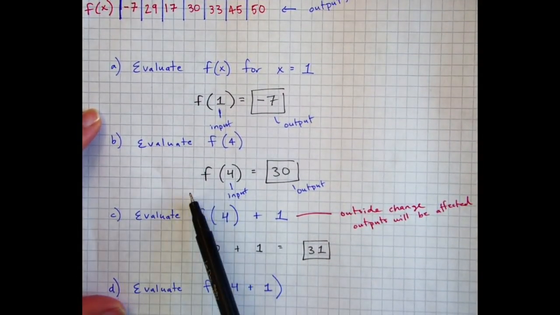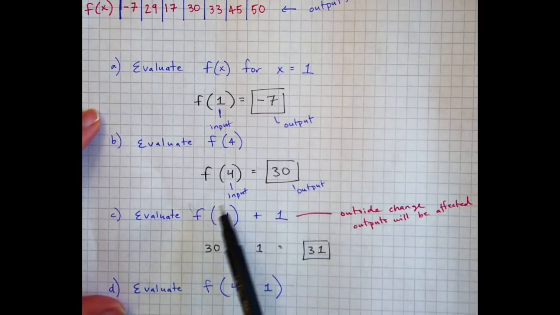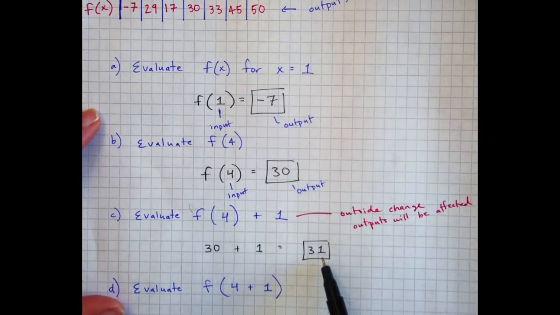So in this case, I took my output of 30 from f of 4, and then I just added 1 to get 31. So we can see I actually have a different output than I had in part B, showing me that it's an outside change because the outputs were affected.